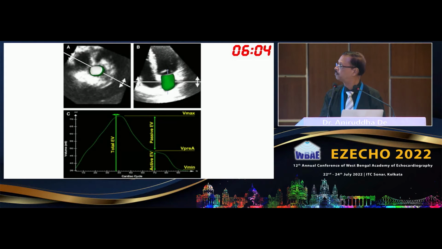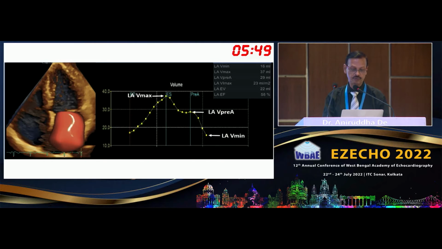I'll give some examples. So these are the three total volumes. Ejection volume is the passive ejection volume, active ejection volume, and the Vmax, V pre-A volume, and minimal volume. These you will get all with the 3D in one go.